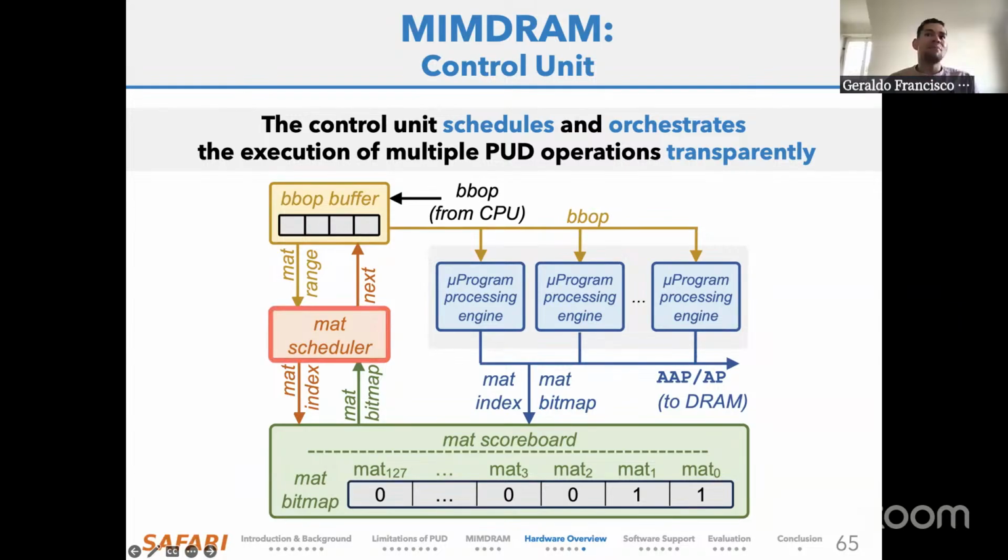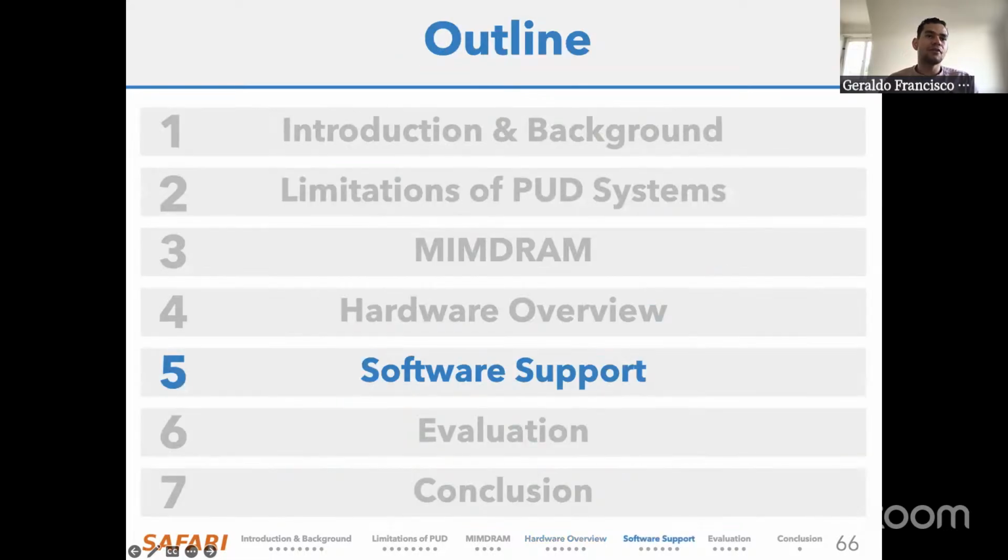First, the mat scheduler is responsible for identifying which processing-using-DRAM operation can be dispatched based on the current mat utilization. Second, the mat scoreboard keeps track of the currently utilized mats. And the microprogram processing engines dispatch the DRAM accesses for a given running processing-using-DRAM operation.